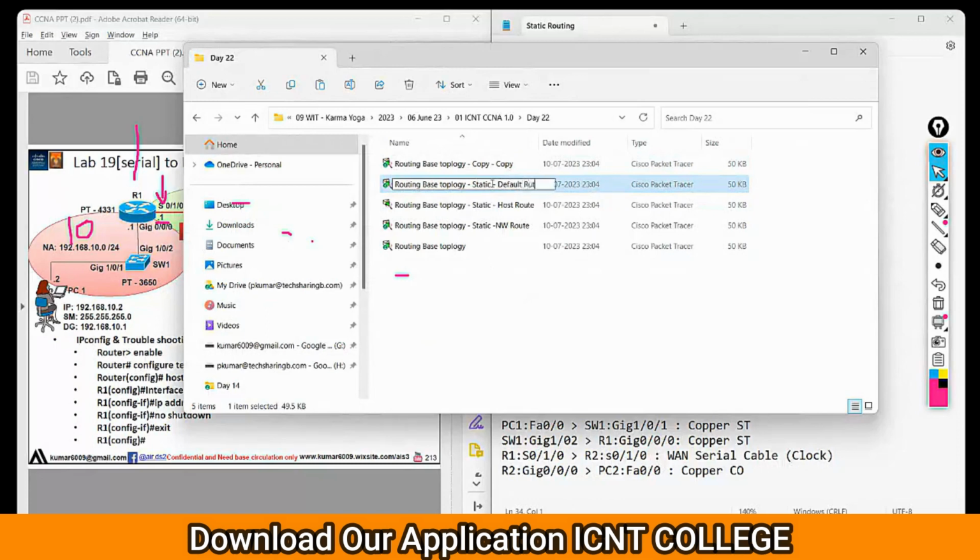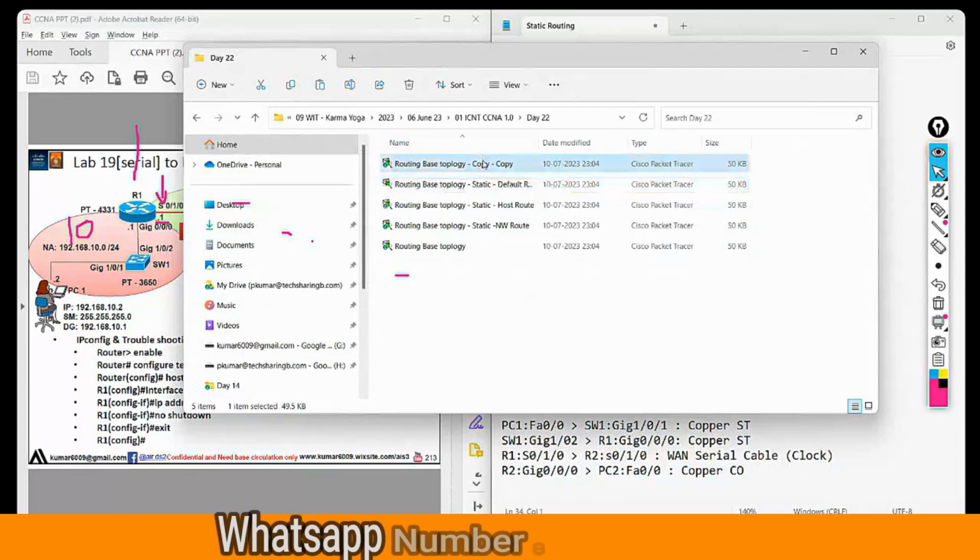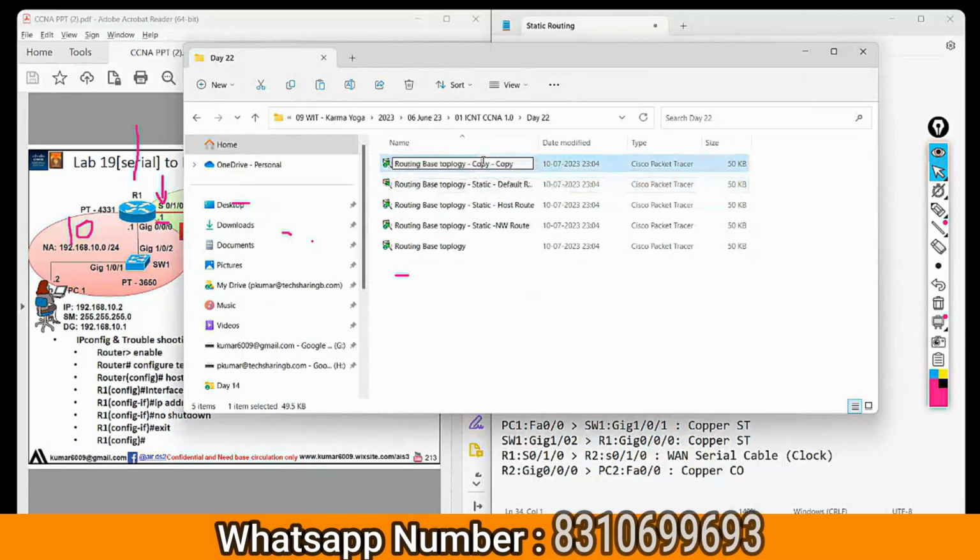Then one dynamic route, just to make the difference, how dynamic route works. Same topology, but four concepts we are going to study. So I will write down the commands here. I will explain the commands, then I'll show you in the lab also. It will not take more than 10 minutes.